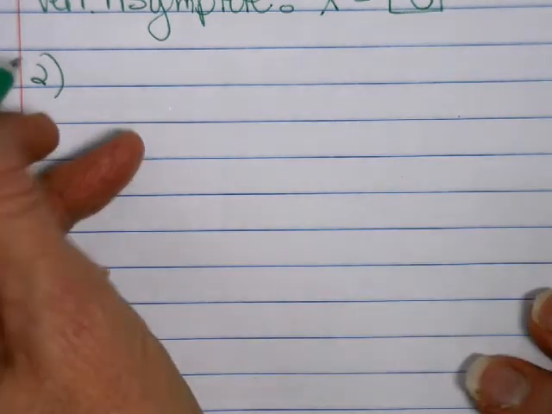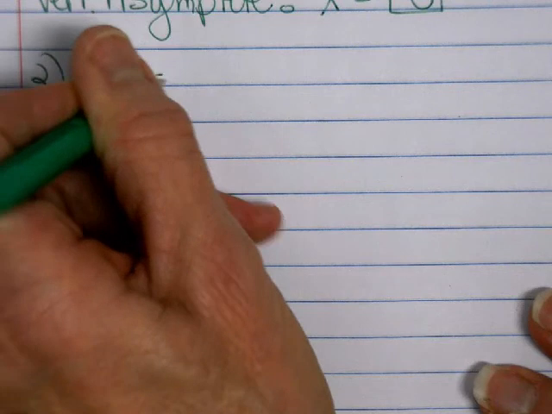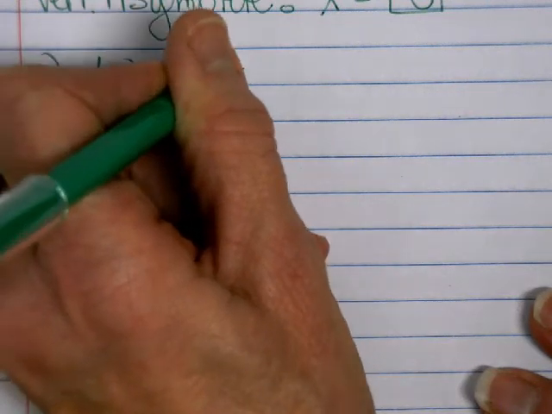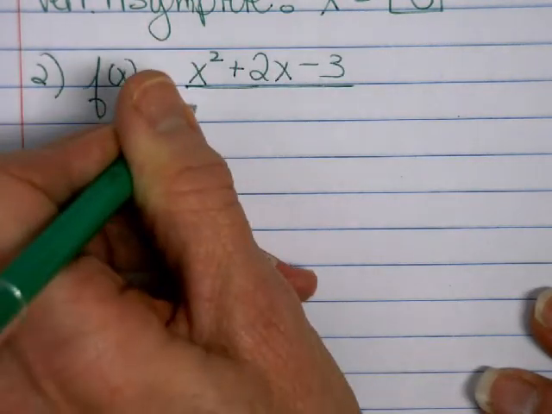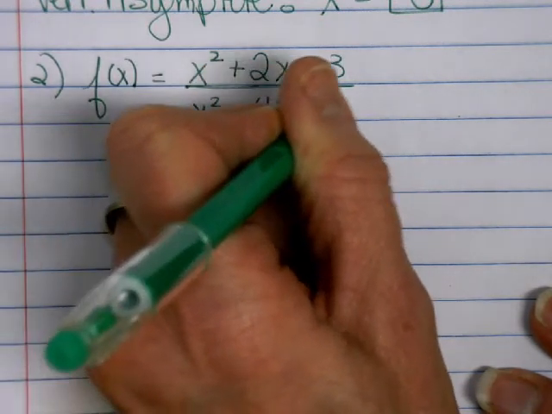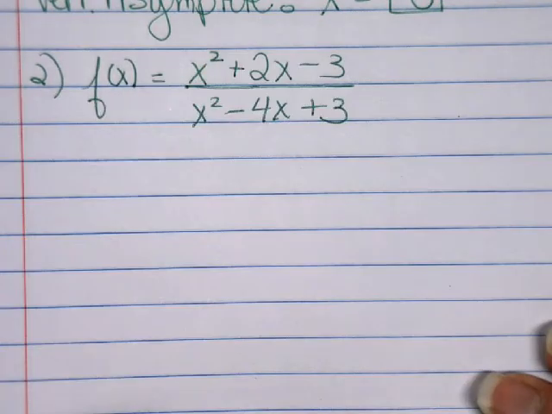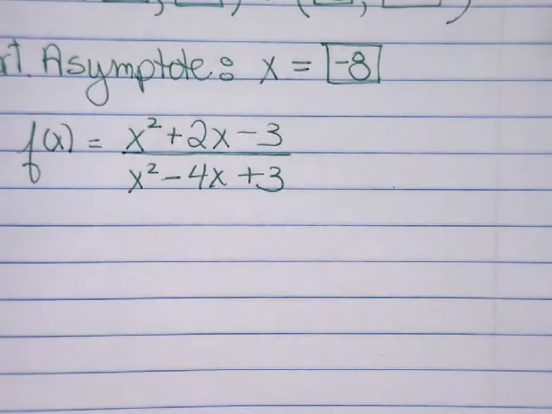This is a great example of a little more complicated function. My function here has got a quadratic, x squared plus 2x minus 3 over x squared minus 4x plus 3. And we have to come up with the domain.